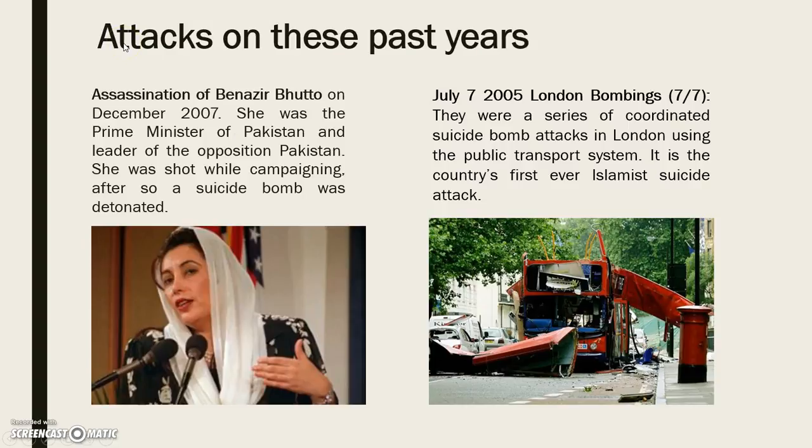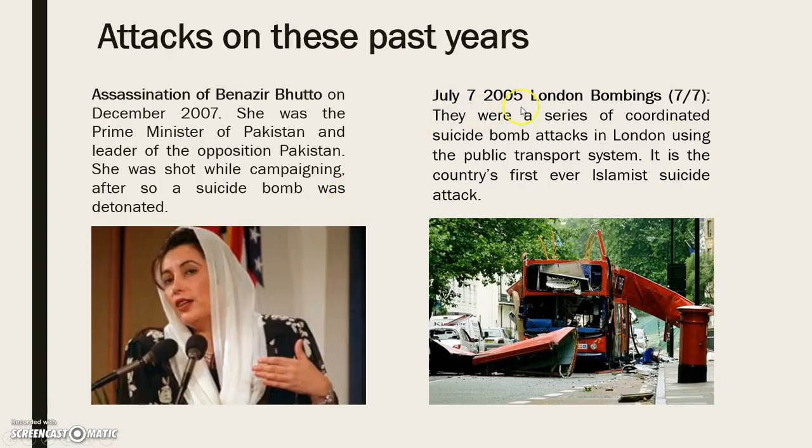Here I bring some attacks on these past years from terrorists. The first one is the assassination of Benazir Bhutto. It was in 2007. She was the Prime Minister of Pakistan, and she was shot while campaigning. After so, a suicide bomb was detonated.